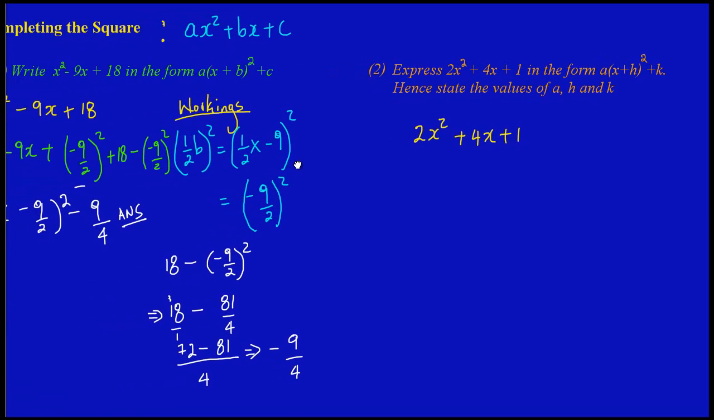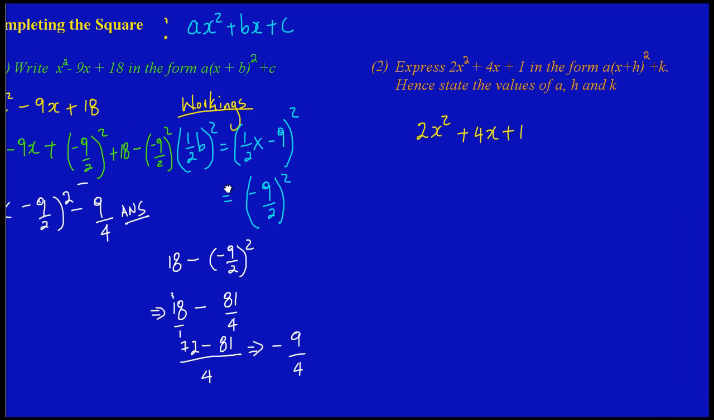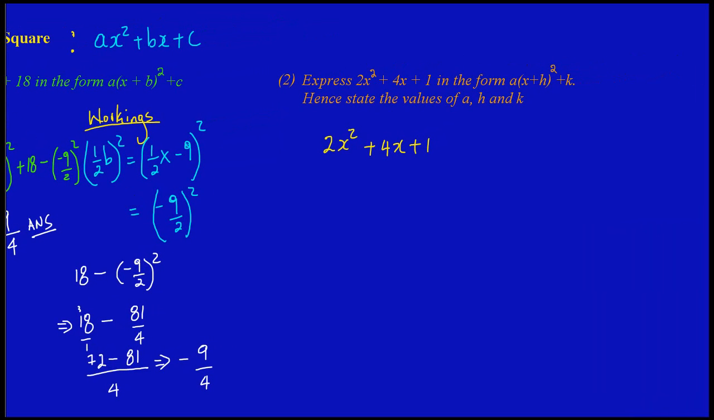Now basically, if you notice in the first problem, the coefficient of x squared was 1. If it's 1, it's quite fine to just work it straightforward like this. But if it's not 1, I need to get it in this form first. So what I'll be doing first, watch me carefully now, is factor out the coefficient of x squared.